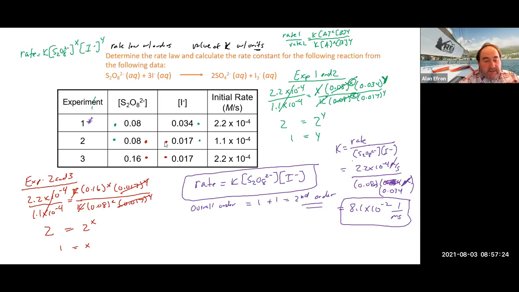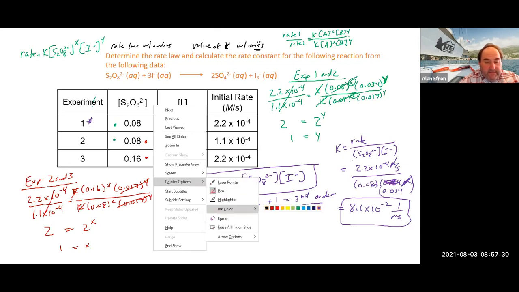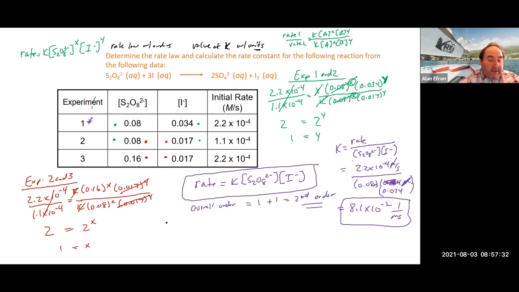Just to note, let's say, for example, we did get second order for I minus, and our rate would be k times S2O8 minus times I minus squared. It obviously is not correct based on this information, but let's say we got that. Here is how the calculation would change. It's not always going to be 1 and 1 for everybody. You can get things like 2. You can even get things like zero order. If we did, first off, the overall order would be 1 plus 2, which would be third order.